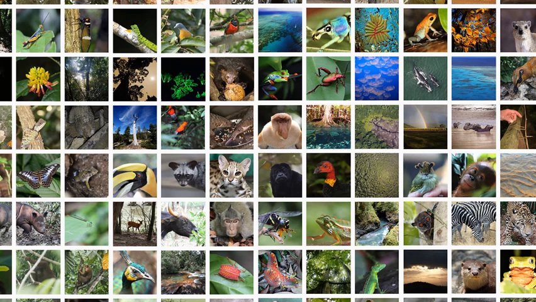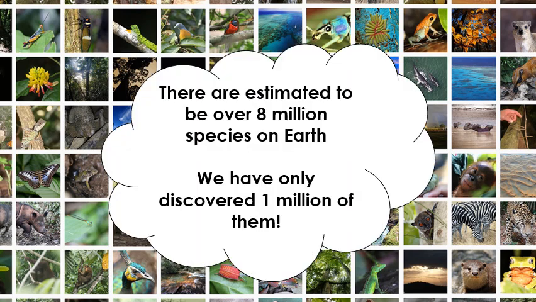All right, so let's get started. Here's a whole range of species from around the world. And scientists think there are around 8 million species on Earth alive today, but we've only discovered about 1 million of them. So there's plenty more out there to find.